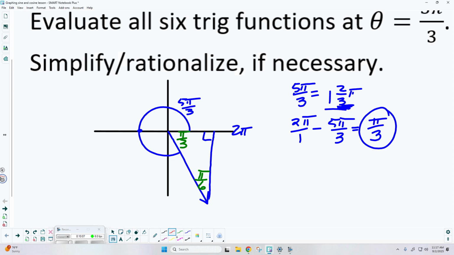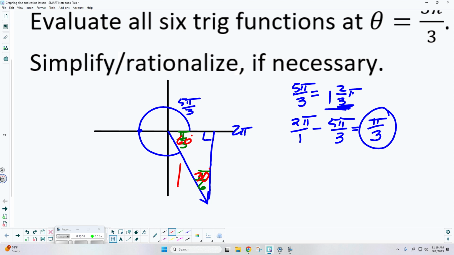Now, I'm really encouraging you to make sure you're familiar with those radian measures when it comes to 30, 45, and 60. But if you want to use the degrees right now, that's okay. Remember, pi over 3, that was 60 degrees. This one's 30. So now I know exactly what my 3 side lengths are. I know the hypotenuse is 1 because we're on the unit circle.